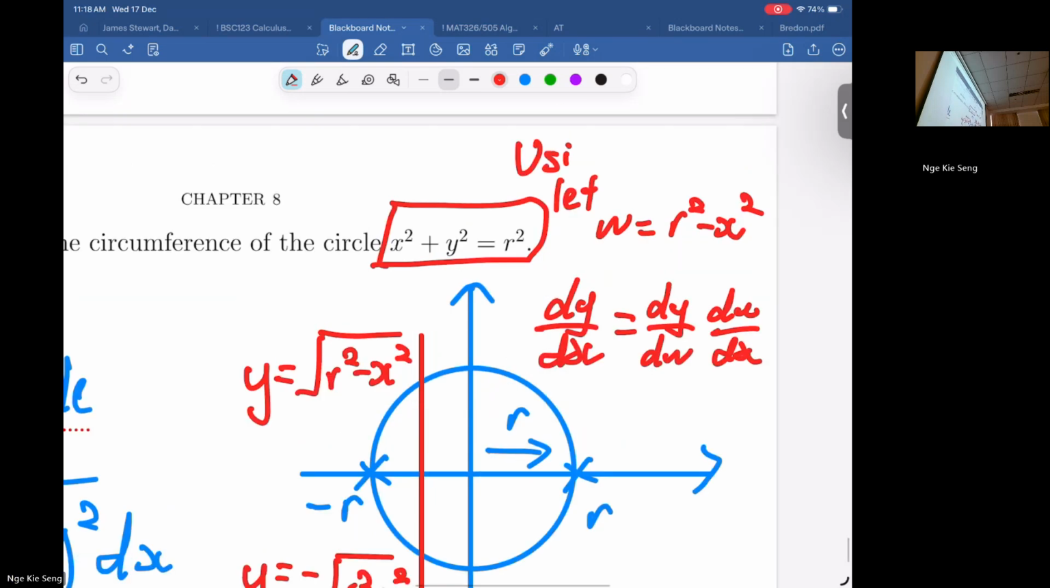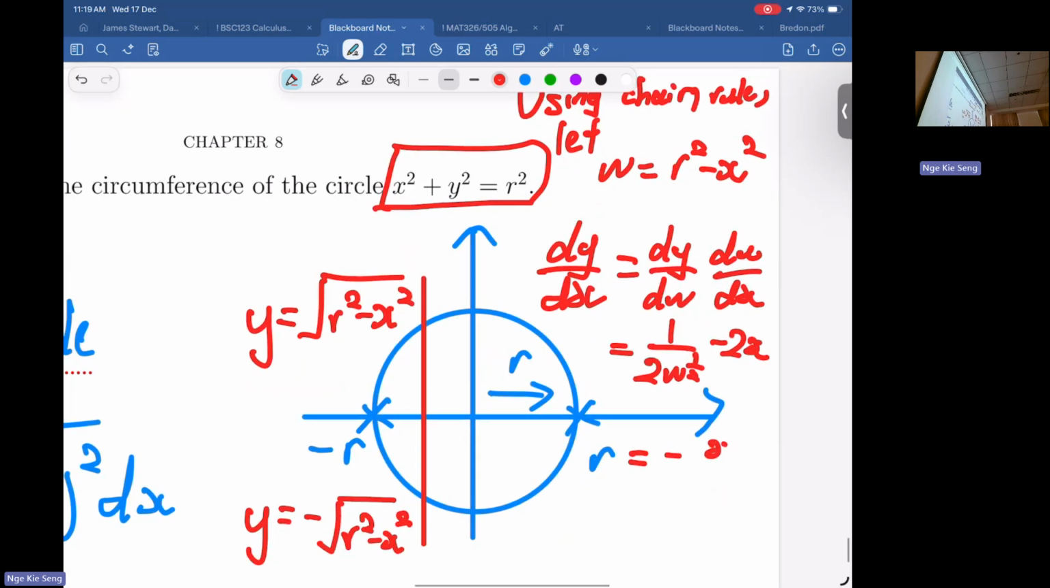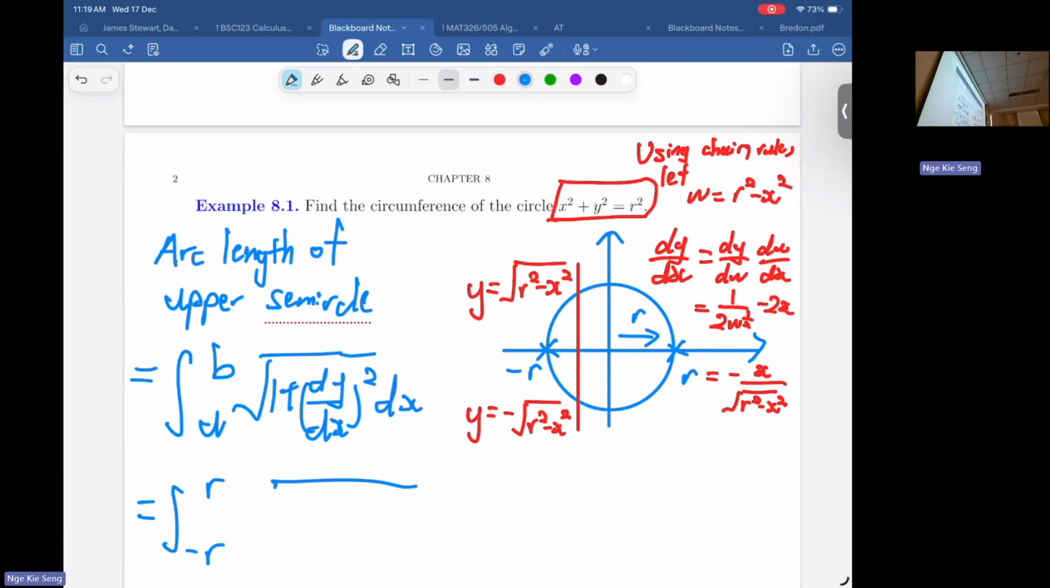Okay, using the chain rule, what is dy/dw? No one knows? Differentiate w to the half. What do you get? 1 over 2 w to the minus half. And then dw/dx is minus 2x. If you put it back, what do you get? Minus x over square root of r squared minus x squared. So by the chain rule you get this. Then you put it in: 1 plus minus x squared over r squared minus x squared.